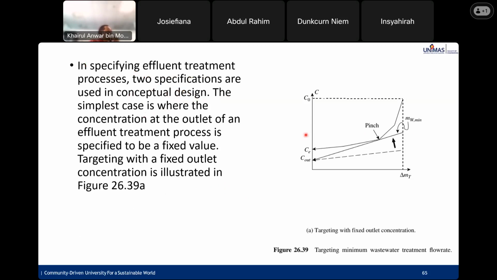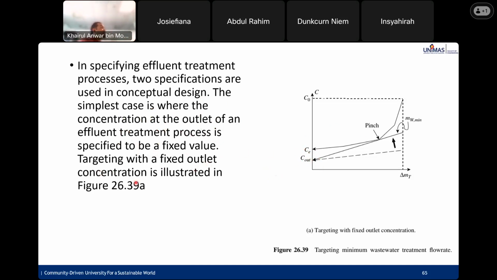In specifying effluent treatment processes, two specifications are used in conceptual design. The simplest case is where the concentration at the outlet of an effluent treatment process is specified to be a fixed value. So there are two methods for the wastewater composite curve: either you fix the outlet value, meaning the minimum discharge limit, or you specify a removal ratio. So two methods. The simplest case is where the concentration at the outlet of an effluent treatment process is specified to be a fixed value.